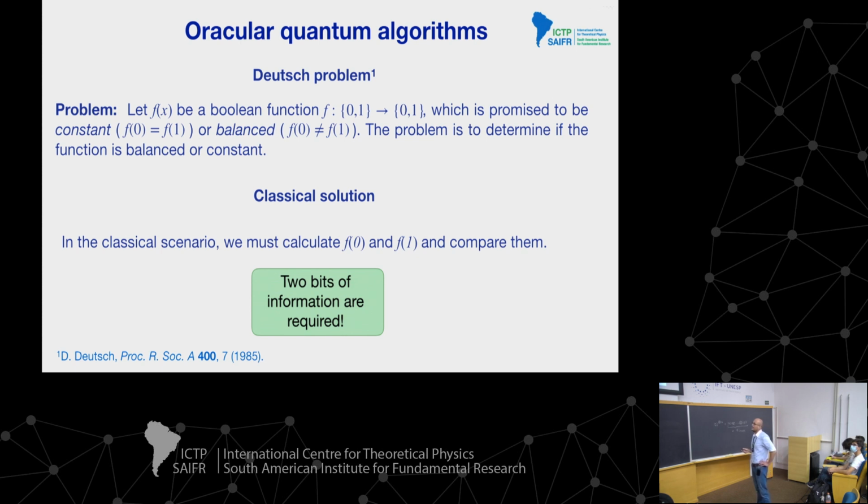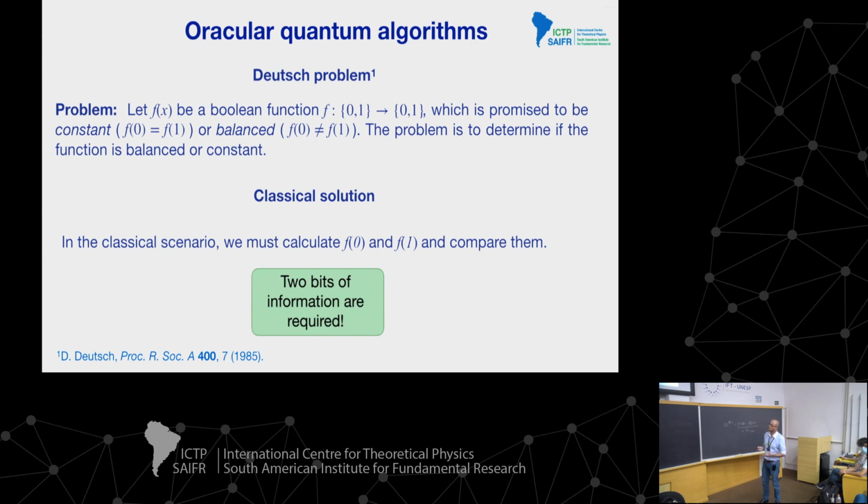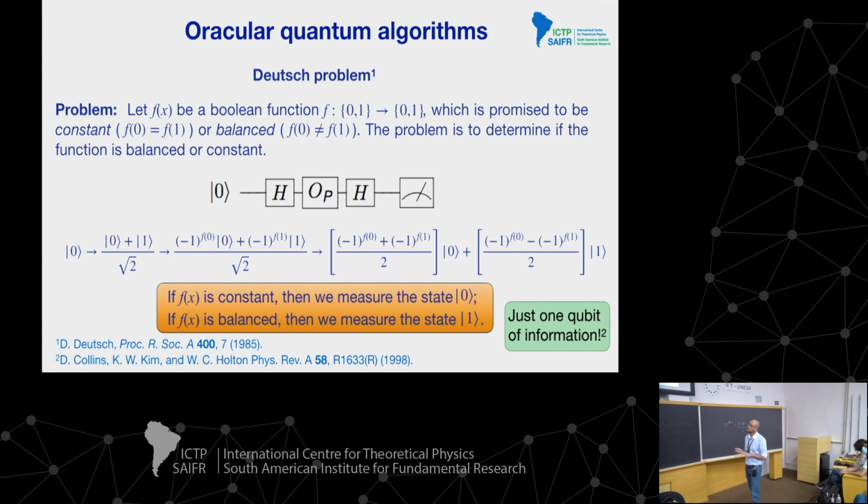Just that. In general, what do you need to do if you use a classical computer? It's necessary to know the value of the function, f of 0 and f of 1, and compare these results. If they are equal, the function is constant, otherwise it is balanced. Okay? So it's necessary to use at least 2 bits of information to encode the result of f of 0 and f of 1, right? The idea here is that it's possible to create a quantum algorithm that queries just once, okay? And this is based on superposition and quantum interference.